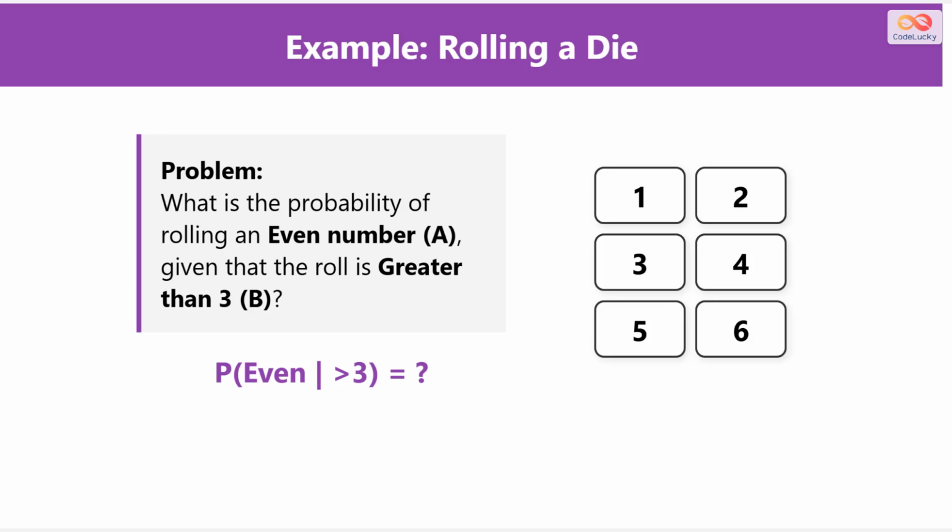Let's look at a simple example with a six-sided die. Suppose we want to find the probability of rolling an even number, given that the roll is greater than 3.